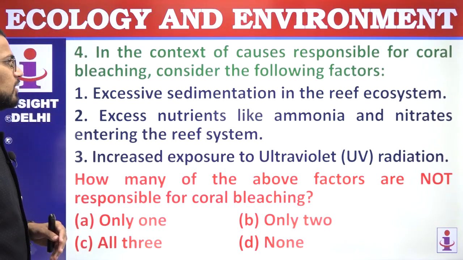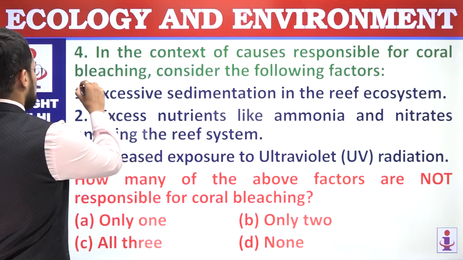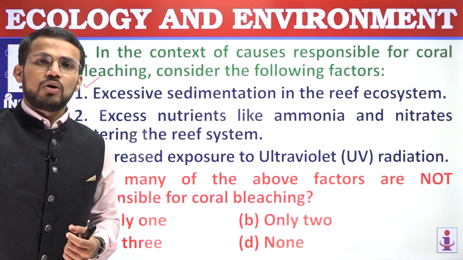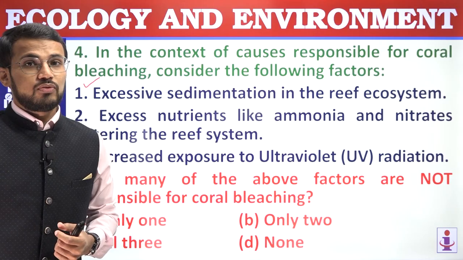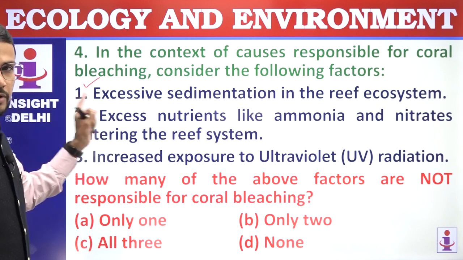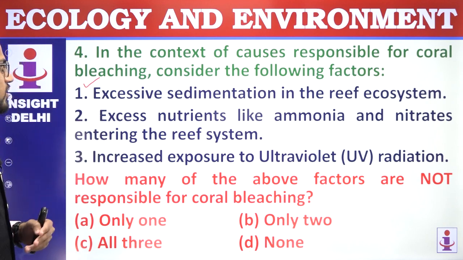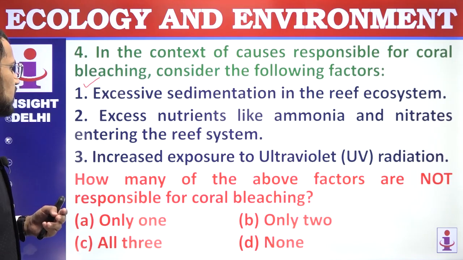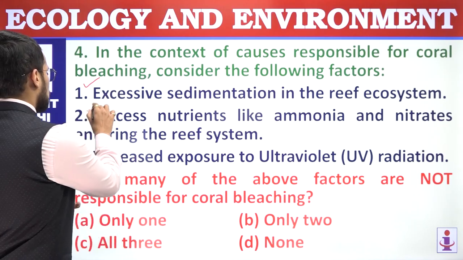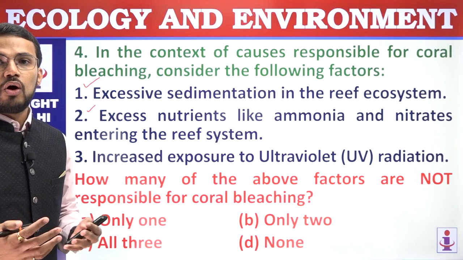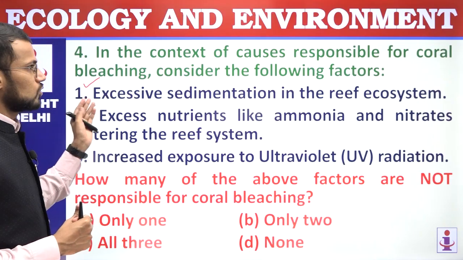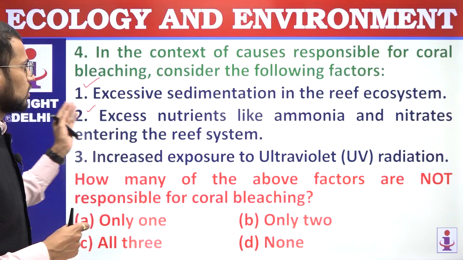First, excessive sedimentation in the reef ecosystem. This is a factor that leads to coral bleaching. Because of excessive sedimentation, sunlight will not be able to penetrate deeper in waters, and that will affect the photosynthesis carried out by zooxanthellae algae, leading to coral bleaching. First is correct. Second, excess nutrients like ammonia and nitrates entering the reef ecosystem. Now this is also considered as one of the causes of the expulsion of zooxanthellae algae by the coral polyps, and that's why second statement is also considered as one of the reasons for coral bleaching.